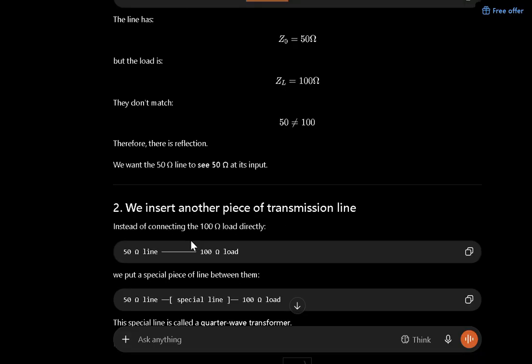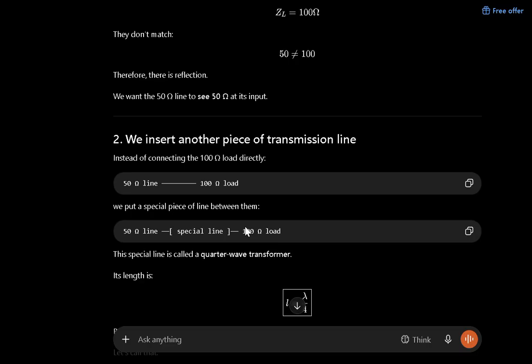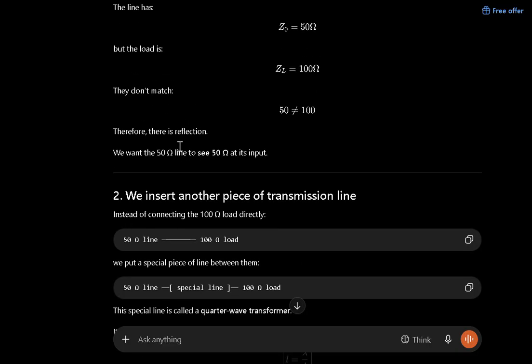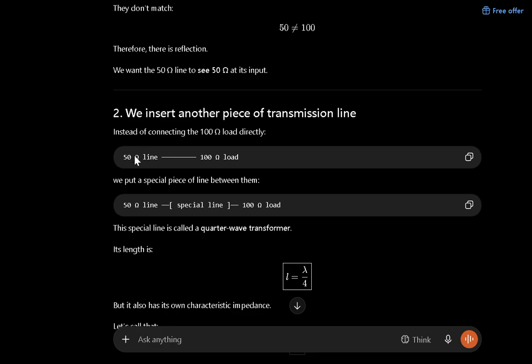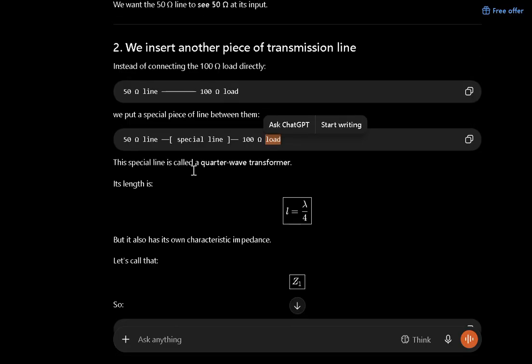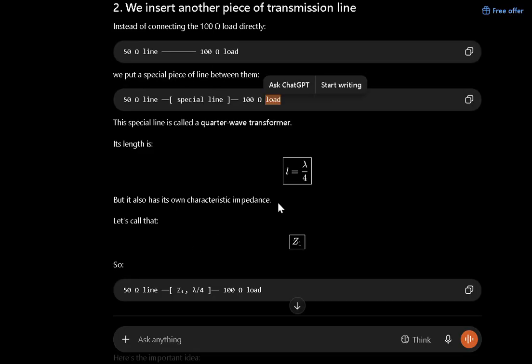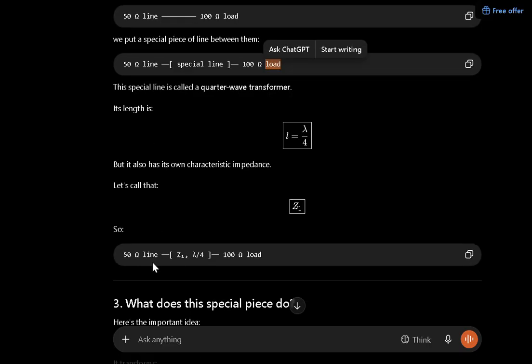We want the 50 ohm line to see 50 ohms at the input. So we insert another piece of transmission line between the 50 ohm line and the 100 ohm load. We insert a special line. This special line is called a quarter wave transformer. Its length is L equal to lambda by 4, but it also has its own characteristic impedance. Let's call it Z1. So: 50 ohms, Z1, 100 ohms.